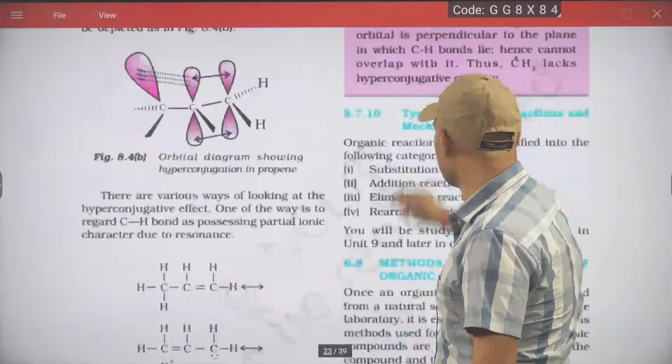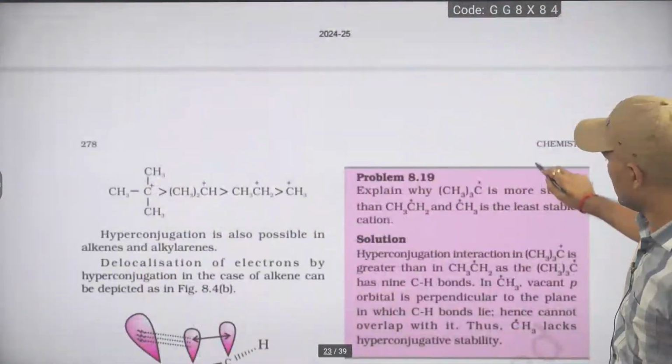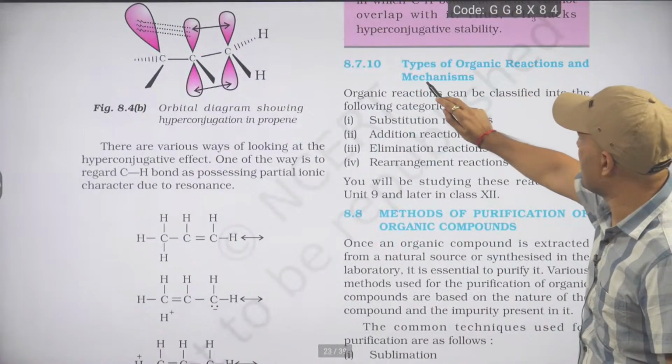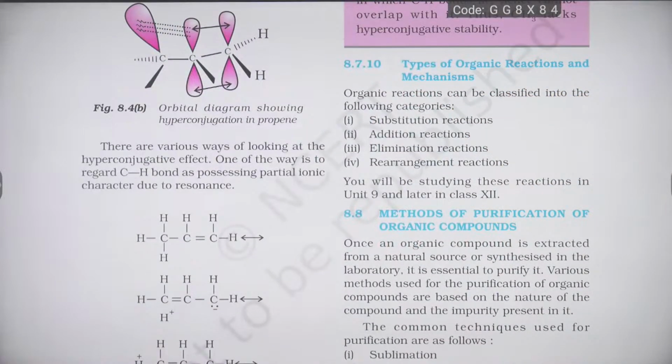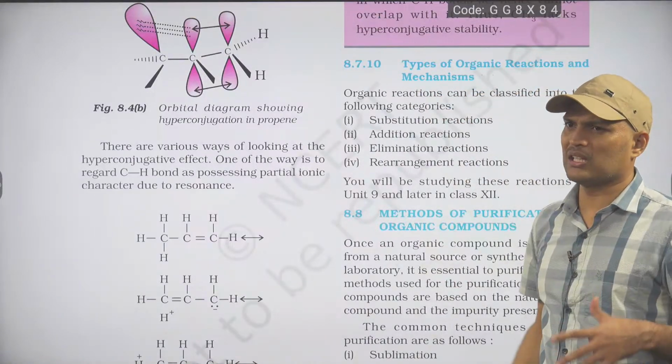So let's do some questions of NCERT. See, here only it is written. Idhar dekho, bhai. Types of organic reaction and mechanism. Type of this only mechanism I was telling you. I did not use the word mechanism, otherwise you will get confused.